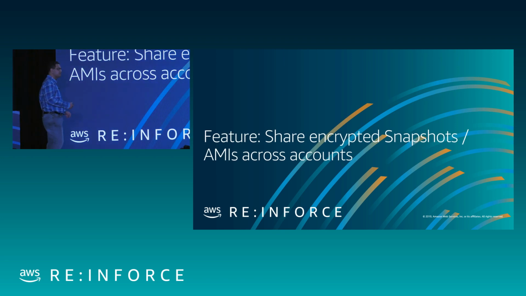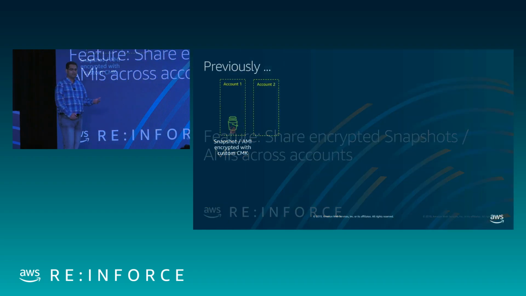Second piece that we launched: sharing of encrypted snapshots and AMIs across accounts. How many of you have multiple accounts within your company, multiple AWS accounts? Almost all of you, right? And do those accounts need to share snapshots? How many of you need to share snapshots across those accounts? How do you solve the problem of encryption today? This is how you do it.